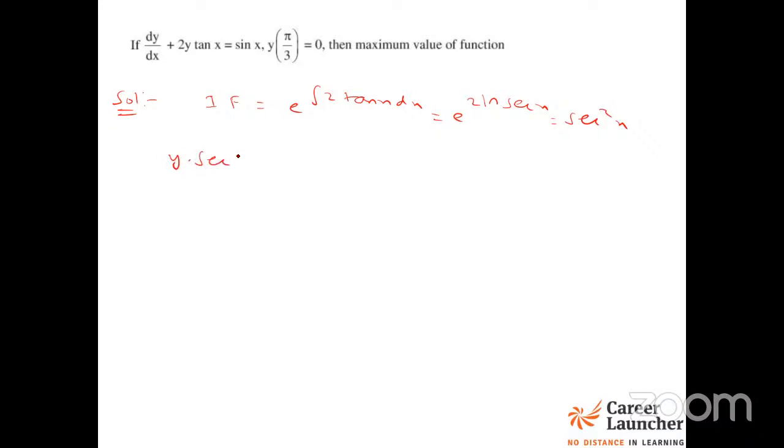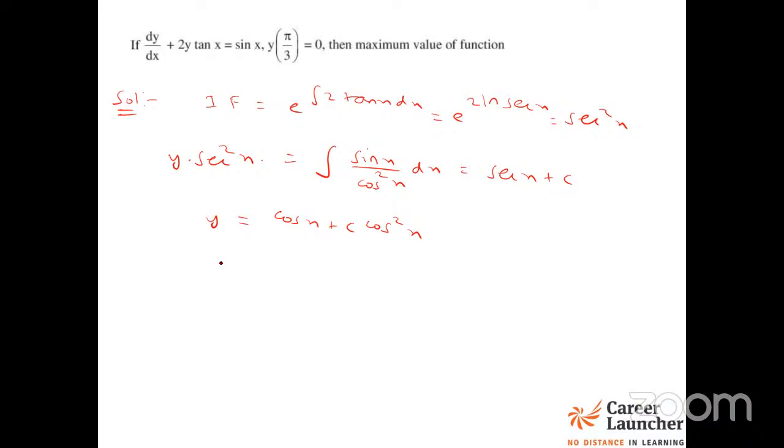So it will become y into sec square x, after integrating on both the sides, equal to integration of sin x upon cos square x dx. So it will be nothing but integration of sec x tan x, which will become sec x plus c. So if we take sec square x to the other side, we get y is equal to cos x plus c cos square x. So this is how we get the function.